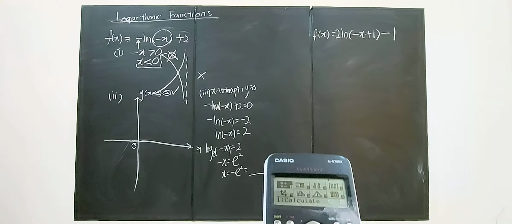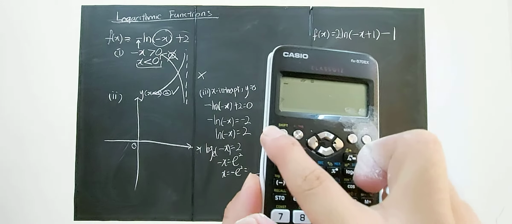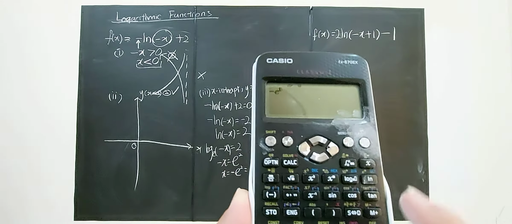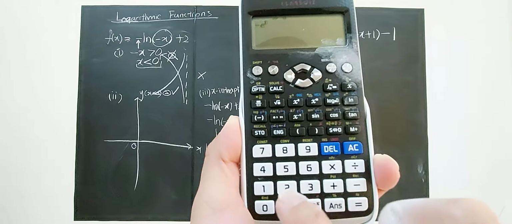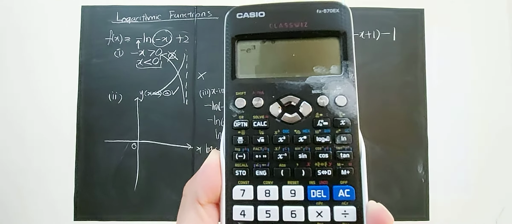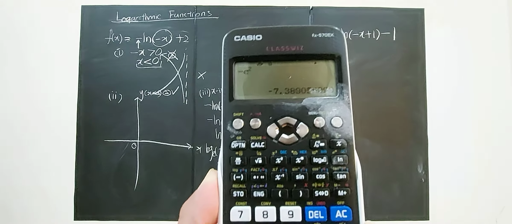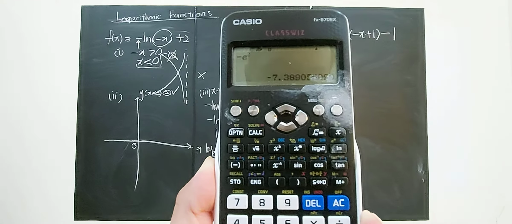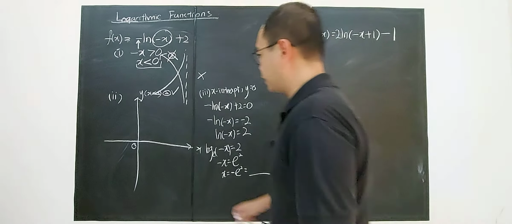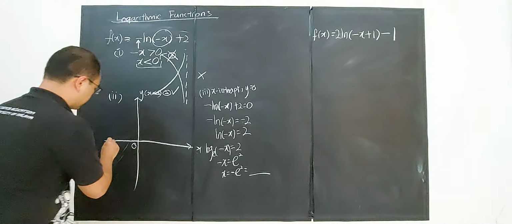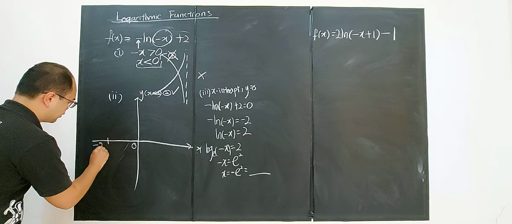You can use a calculator to find the value of negative e to the power of 2. So, okay, negative, shift e, to the power of 2. So you have the value of negative 7.389. You take it to 1 decimal place, negative 7.4, right? Negative 7.4. So where is negative 7.4? It's here, right? The x-intercept, remember, is negative 7.4.